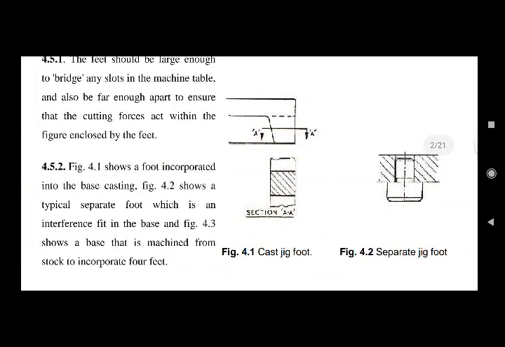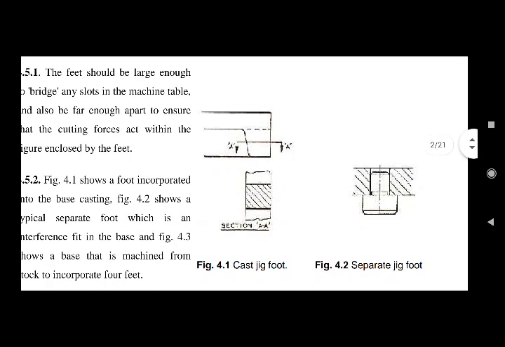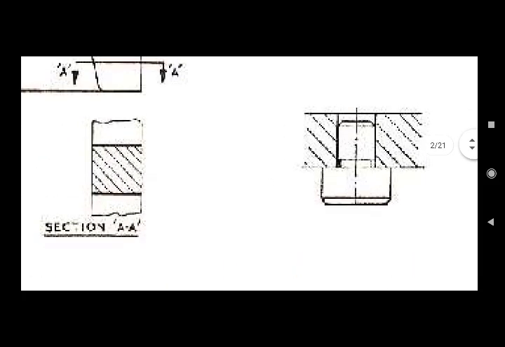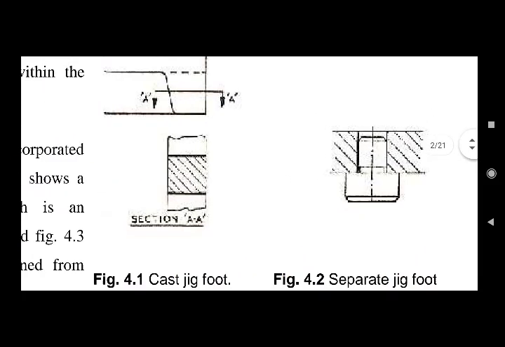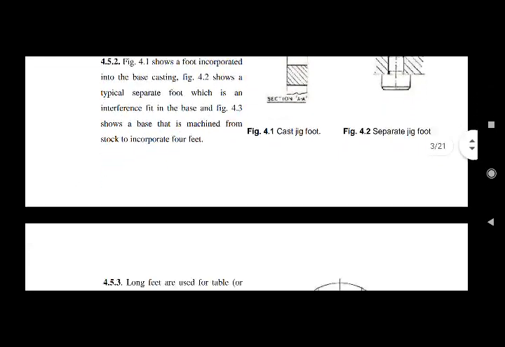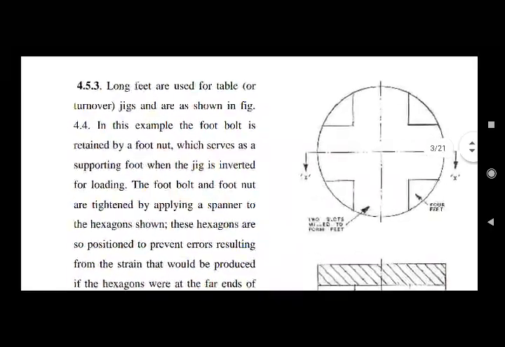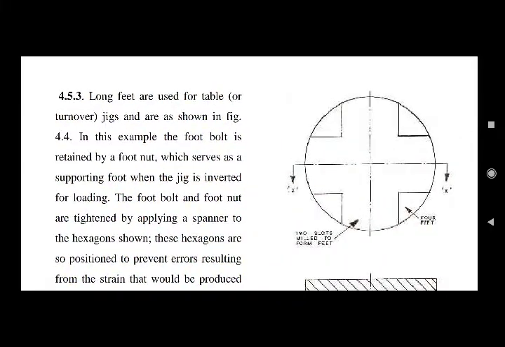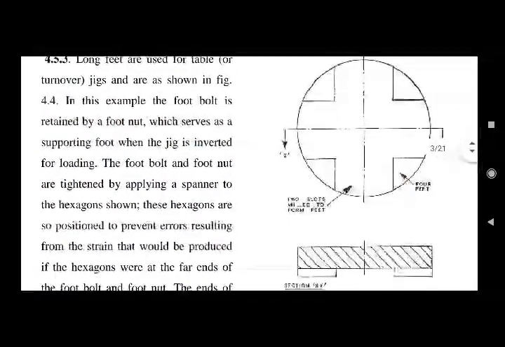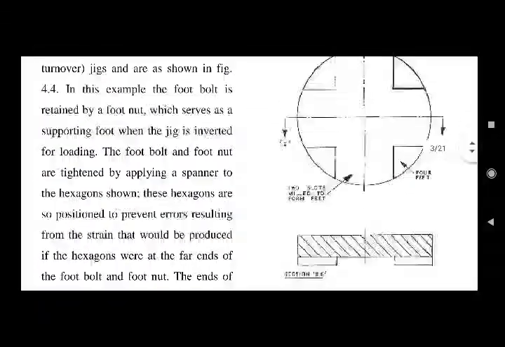Figure 4.2 shows a typical separate foot, which is an interference fit in the base, and you can see over here there is an interference fit provided. Figure 4.3 shows a base that is machined from stock to incorporate four feet. Long feet are used for table or turnover jigs and are shown in the diagram. You can see in the diagram.